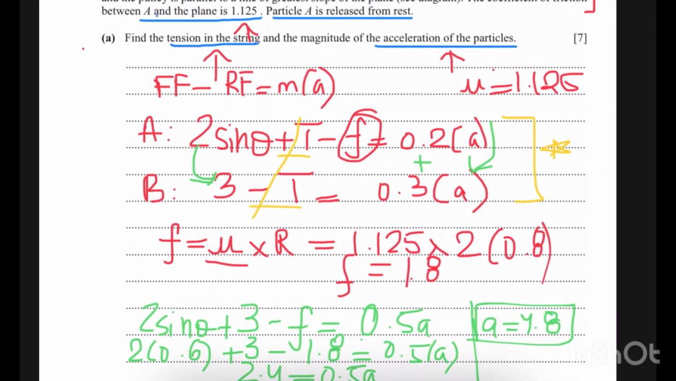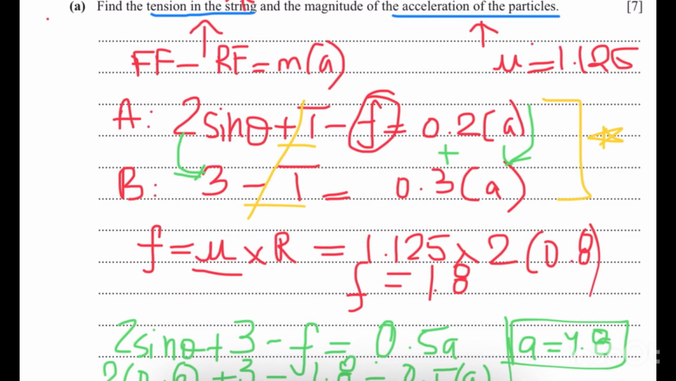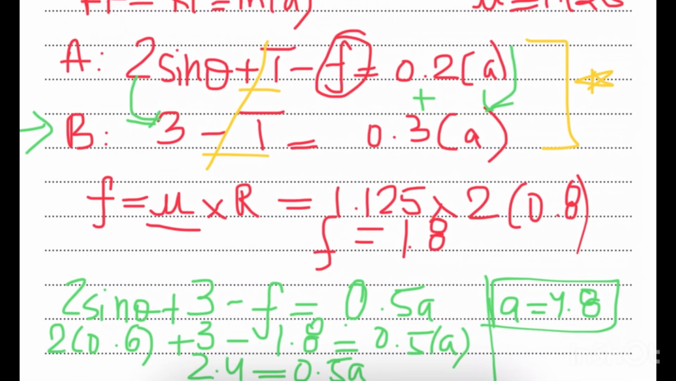But we also have to find out the tension in the string. So this is the easiest equation to substitute in. So that means that 3 minus T is equal to 0.3 times 4.8. And 0.3 times 4.8 is equal to 1.44. That means T is equal to 3 minus 1.44, making T equal to 1.56 newtons.